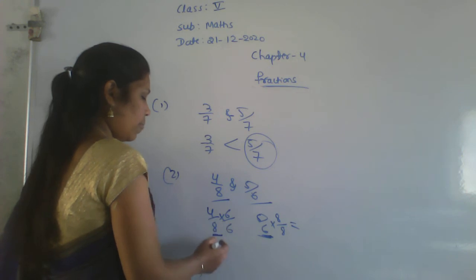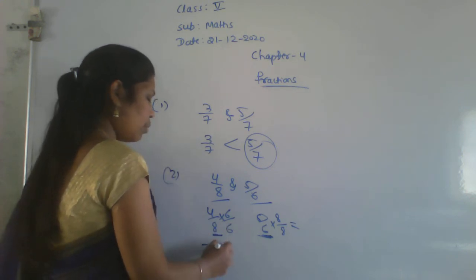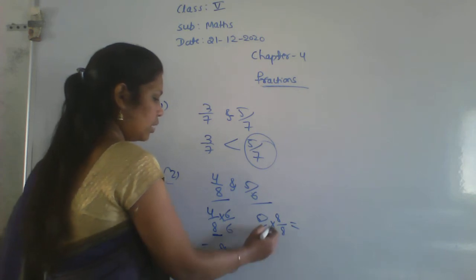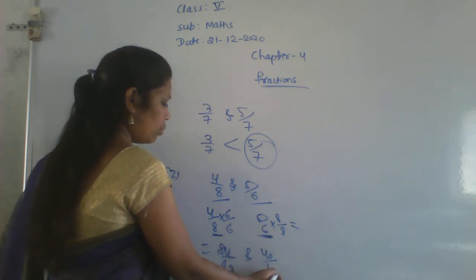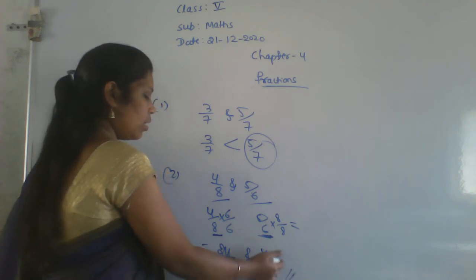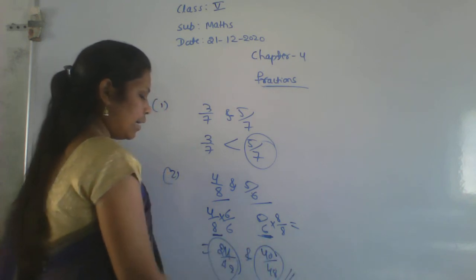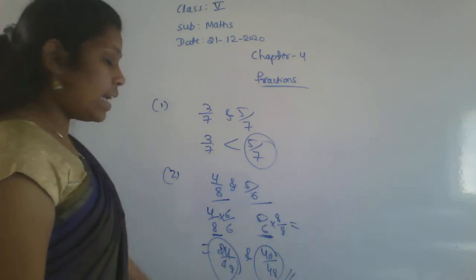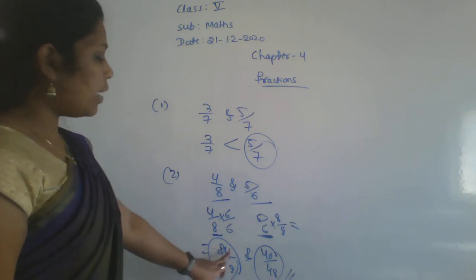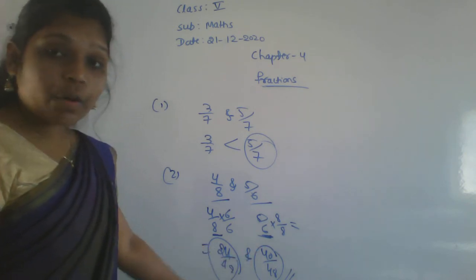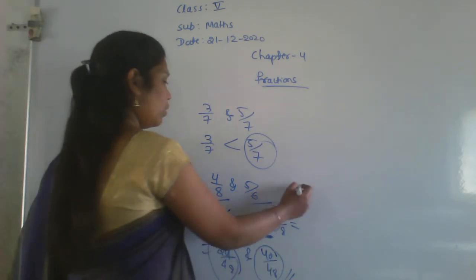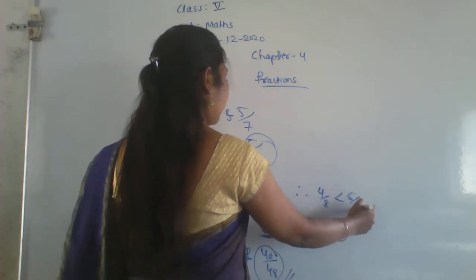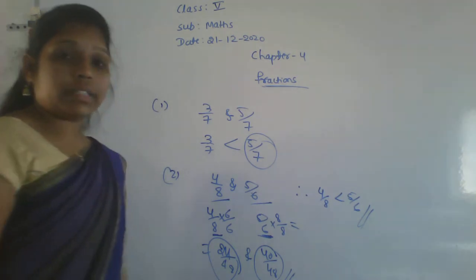Now take the fractions: 6 4s are 24 divided by 6 8s are 48, and here 5 8s are 40 divided by 48. Which value is greater, 40 or 24? Here we now have both denominators the same, so we can compare. So is 24 greater or is 40 greater? Of course 40 is the greater value. Therefore 4 by 8 is smaller than 5 by 6. This is how we have to compare.